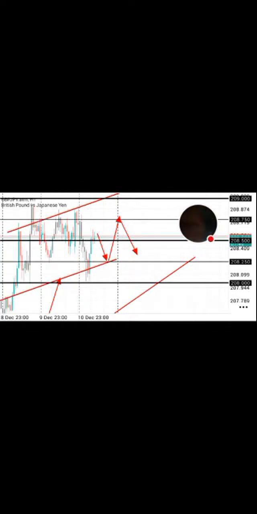So GBPJPY, we are waiting. There should be a drop down. GBPJPY should drop to this point before we buy. We are waiting for GBPJPY at the 208.250 psychological level. Price taps there, gives us confirmation, and boom, we push to the upside. GBPJPY, we are looking to buy. GBPUSD, we are looking to buy. Follow the trend of the market.